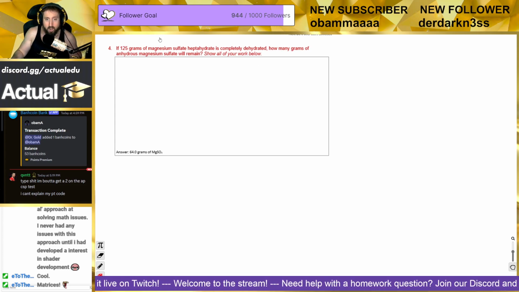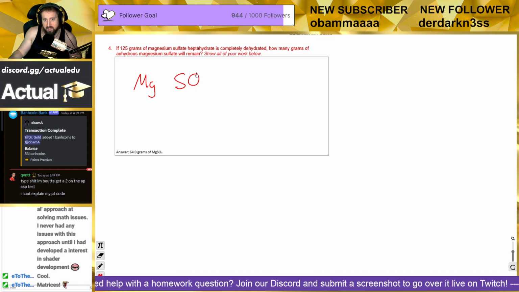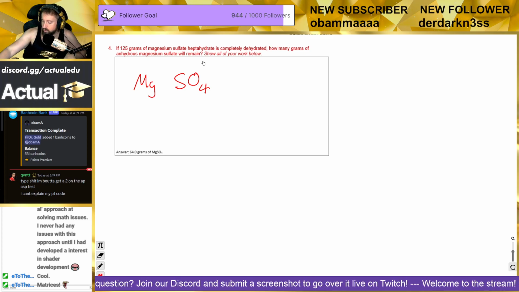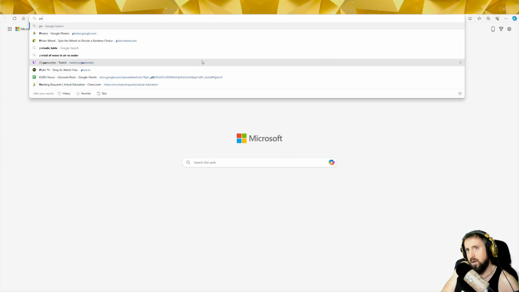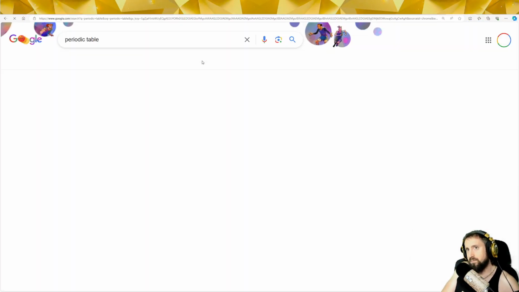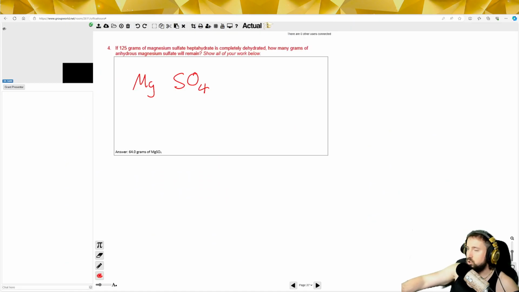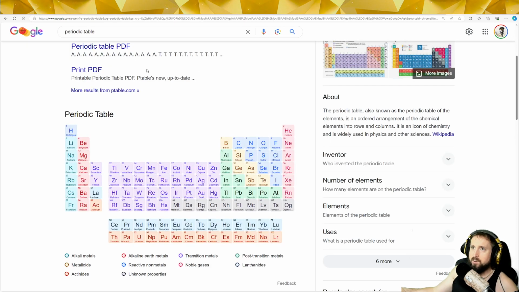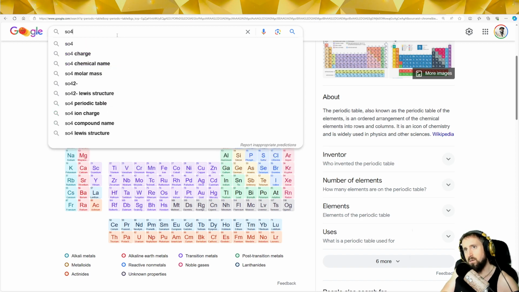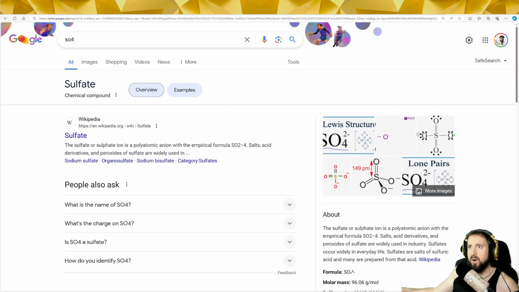Very cool. So, first of all, we need to know what magnesium sulfate heptahydrate is. So, magnesium is Mg. Sulfate, I believe, is SO4. And then I need to know the charges on these things. So, if we look at a periodic table, Mg is in this second column. That means it's +2 charge. SO4, I believe, is 2 minus. SO4 is 2 minus. Okay.